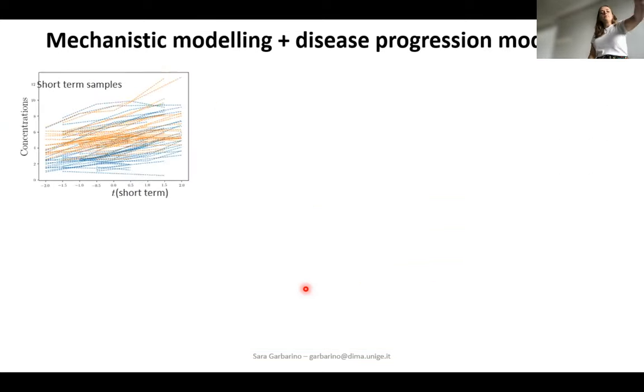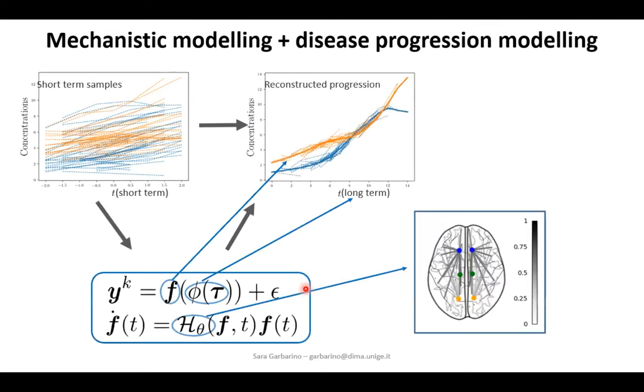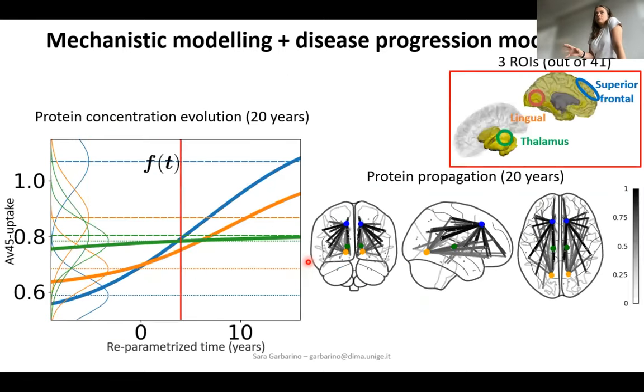So that's essentially what the model does. The model takes as input short-term longitudinal data, and gives you back the reconstructed progression of the protein dynamics over a reparameterized time, plus the propagation, accumulation, and clearance dynamics parameters that are derived from the type of dynamical system that you have imposed. So you estimate those parameters as well.